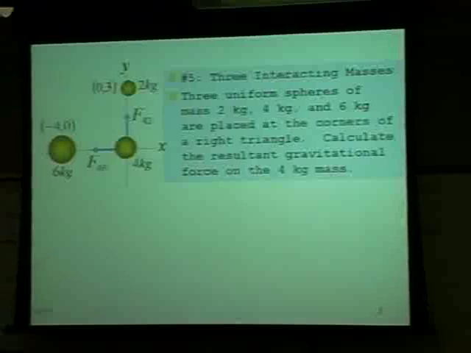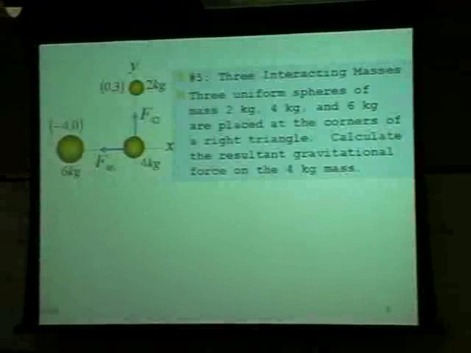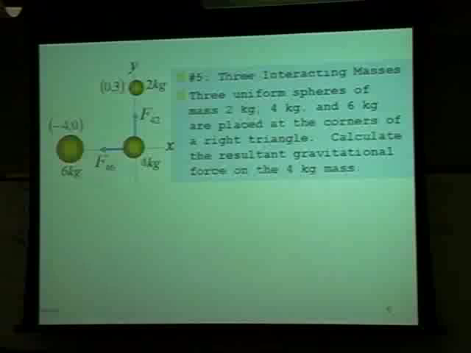Take a look at this problem. 3 interacting masses. 3 uniform spheres, mass 2 kilograms, 4 kilograms, and 6 kilograms, are placed at the corners of a right triangle. Calculate the resulting gravitational force on the 4 kilogram mass. What we can do is look at the separate forces and then add them together vectorially. So we have a force between the 6 kilograms and the 4 kilograms, and a force between the 4 kilograms and the 2 kilograms. We'll calculate the magnitude of those forces and then treat them as vectors, attractive forces.